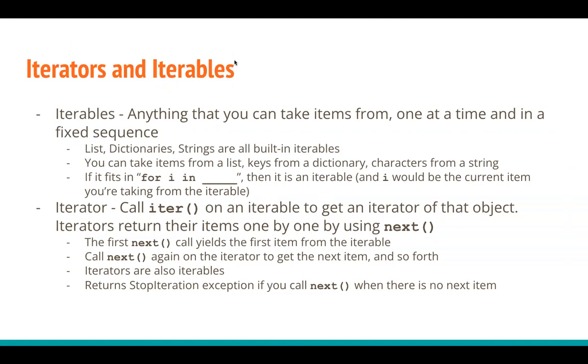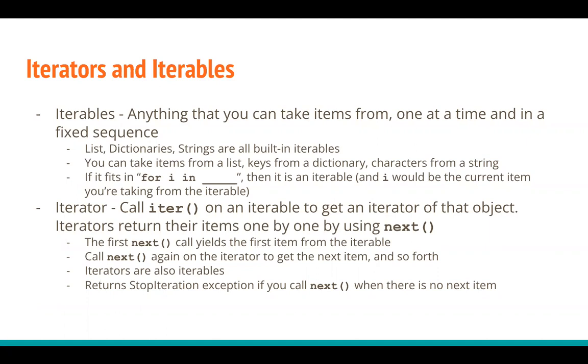So let's start with iterators and iterables. An iterable is just anything you can take items from one at a time and in a fixed sequence. Examples are lists, dictionaries, and strings. All of these are built-in iterables that you can iterate over. For example, you can take items from a list, keys from a dictionary, characters from a string. One trick is if it fits in for i in blank, then it's an iterable, and i is the current item that you're taking from the iterable.